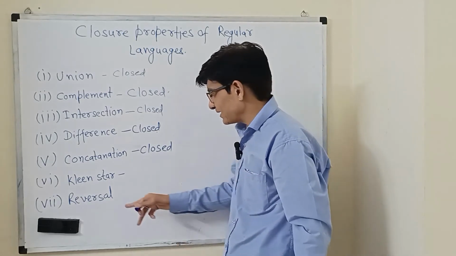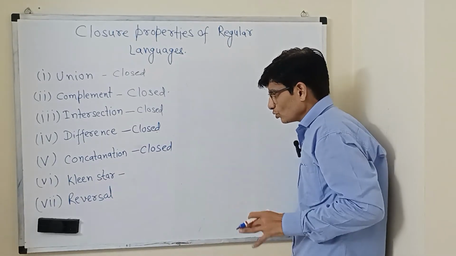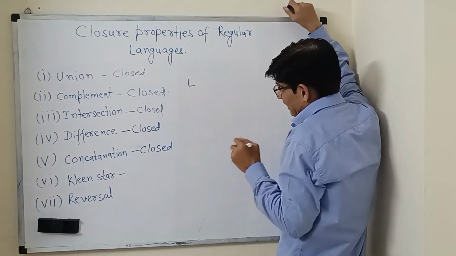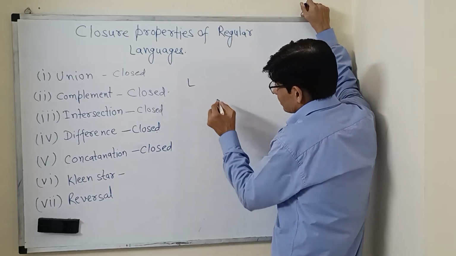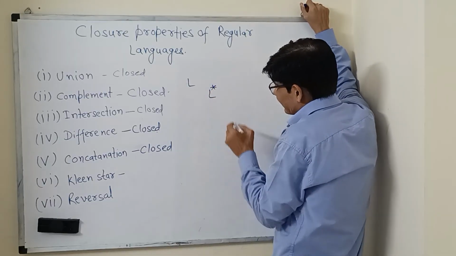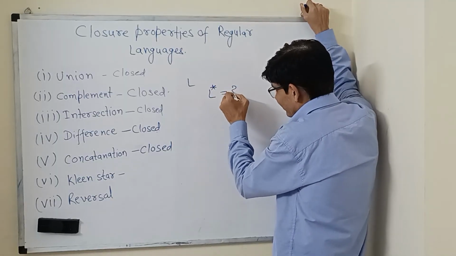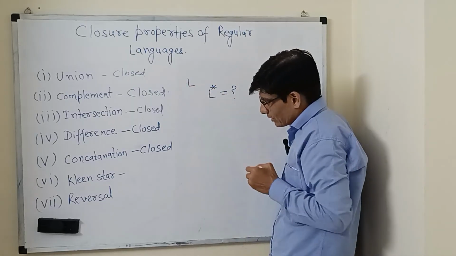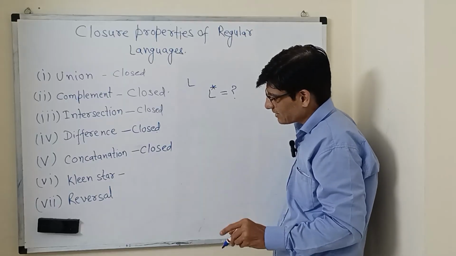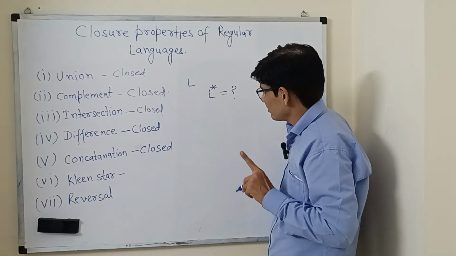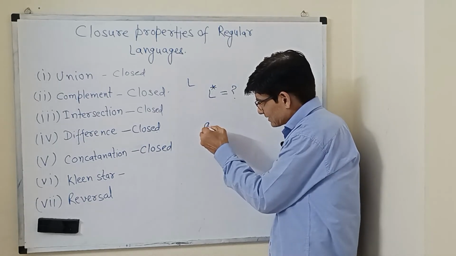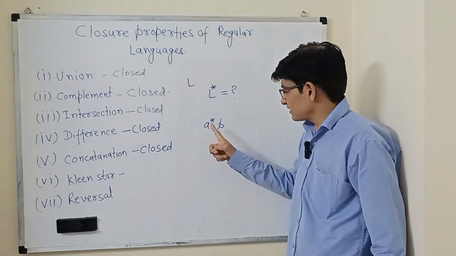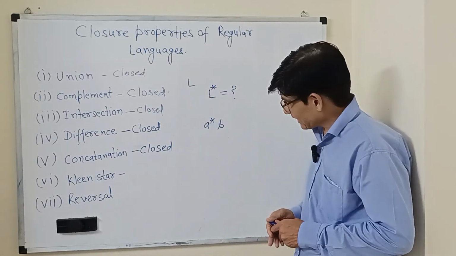Now the next property we can take is the Kleene Star property. For this we take one regular language L, and we check whether L star, the Kleene closure of L, is again a regular language or not. So how can we do it? If L is a regular language, then definitely we can represent it as a regular expression. I'm writing this as A star B. This is the regular expression for this language L.